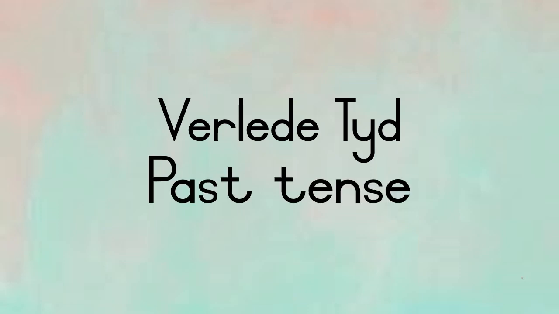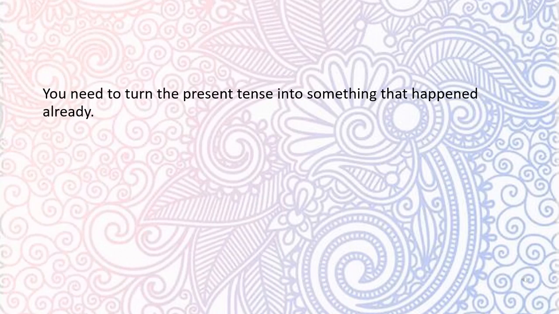in Afrikaans. Verlede tyd, or as we know it in English, past tense. What is verlede tyd? Verlede tyd is taking a sentence from something that is happening now to something that has happened already. And for that, you need to use het and ge.